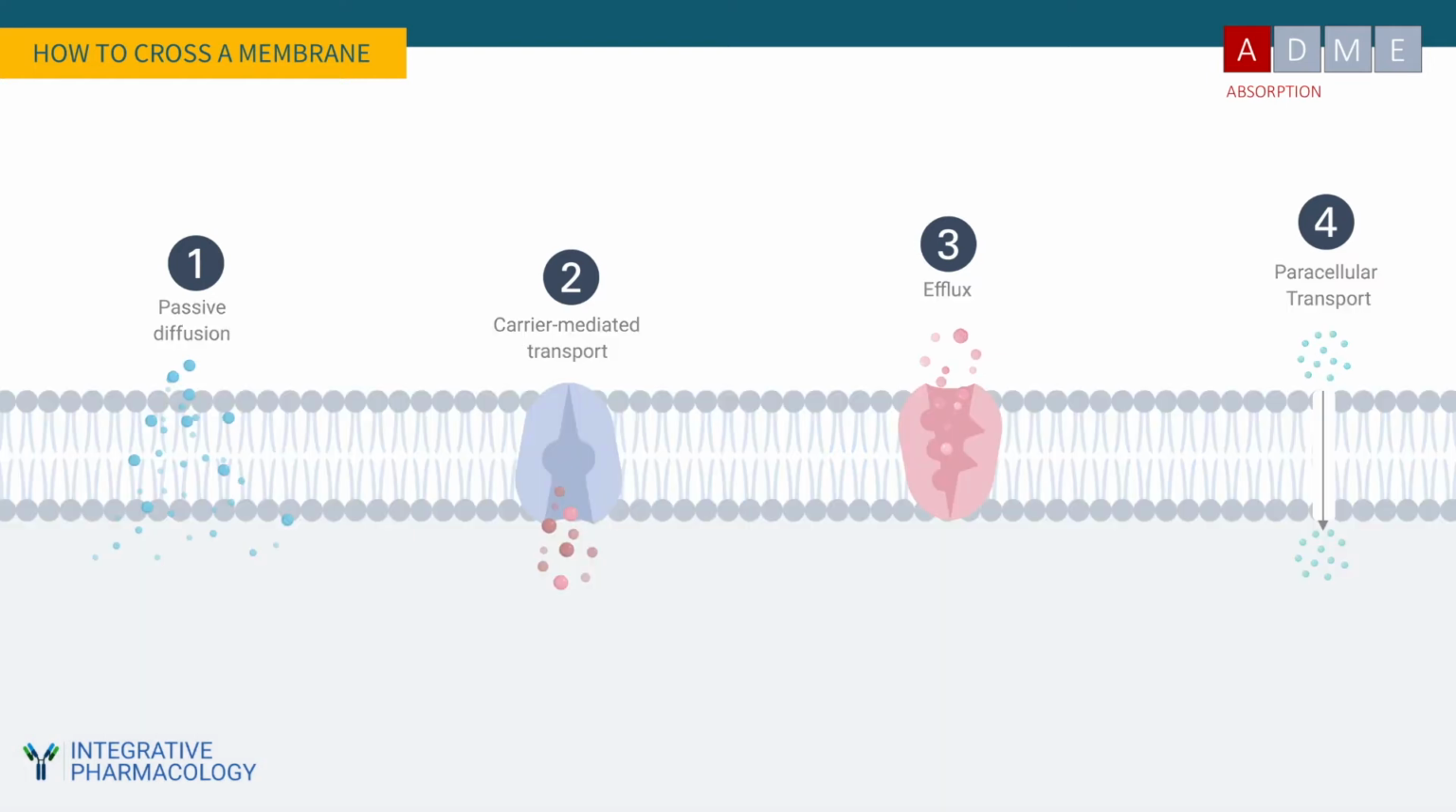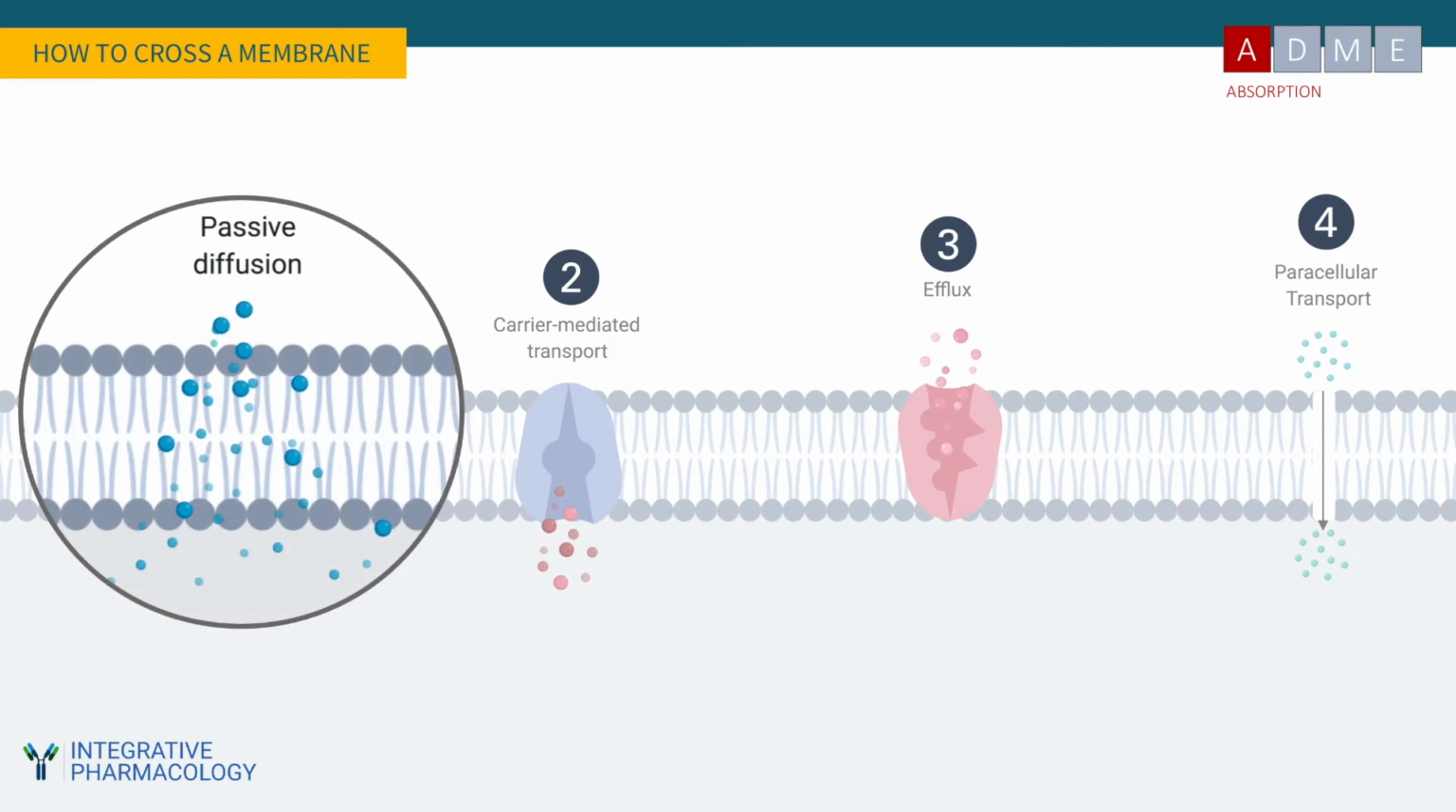The majority of phytochemicals and many drugs rely on passive diffusion. Many vitamins and minerals, on the other hand, tend to require carriers. The exceptions would be the fat-soluble vitamins, which can cross a membrane through passive diffusion. So today we're only going to be focusing on passive diffusion.